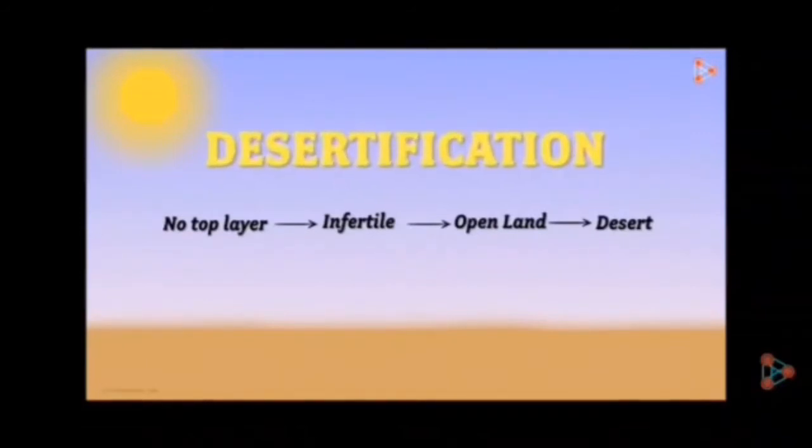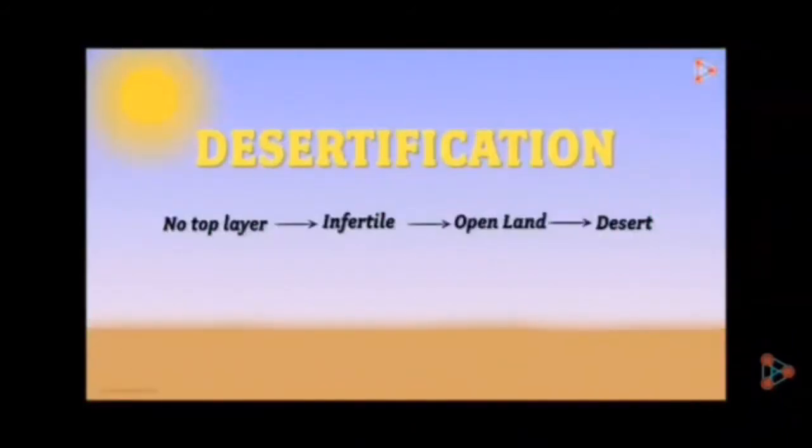Soil that is devoid of its top layer is infertile, and gradually open lands become deserts. This process is called desertification. Land that had once harbored rich trees and wildlife now remains a desert devoid of all life.